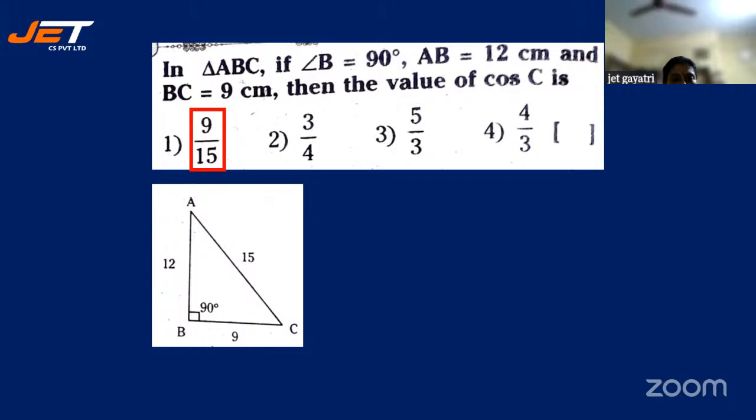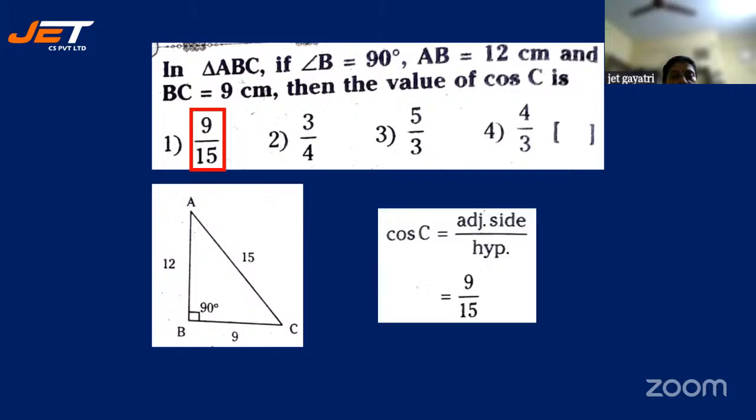How do you find out the hypotenuse? Your AB is 12. BC is 9. So 12 the whole square plus 9 the whole square. In that, if you do, you will get root of 225. So when you take the root of 225 outside, we get 15. Now we need to find out the value of cos C. What is the value of cos C? It is adjacent side by hypotenuse. So what is the adjacent side here? BC, that is 9, by your hypotenuse, which is 15. So that is why your answer is option 1.